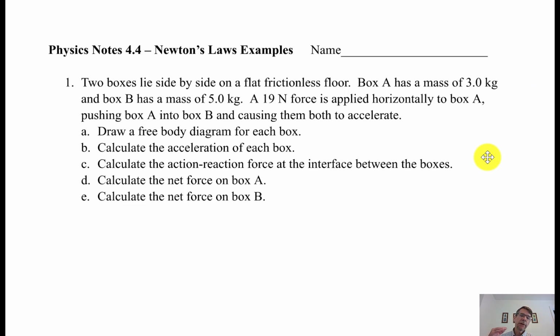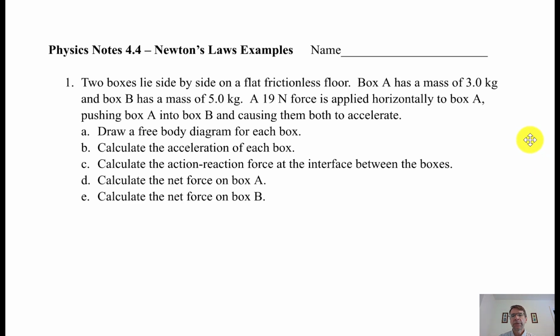First law is an object at rest stays at rest, an object in motion stays in motion at constant velocity unless acted on by a net force. The second law, summarized, is F net equals ma. Or a lot of times they start off as saying a equals F net over m. Same law, just reformatted. And then the third law, for every action, there is an equal and opposite reaction. And these three laws will come into play here in these examples, most specifically the second law and the third law, but they all apply always.